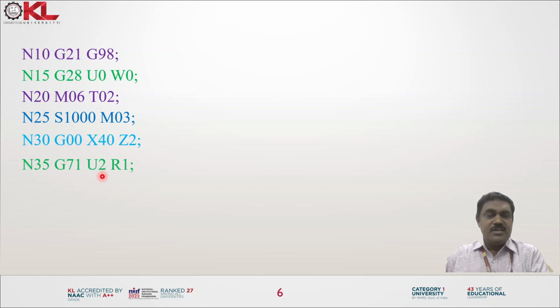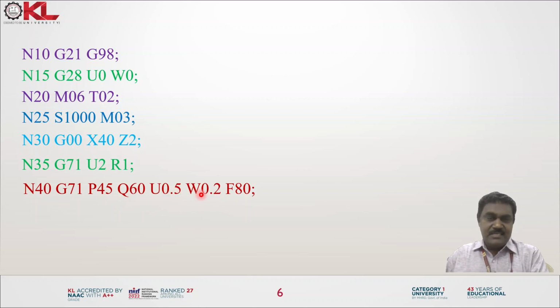Then G71 U2 R1. This is the multiple turning cycle first block. And the second G71 block gives P and Q, the starting block number and finishing block number. And 0.5, 0.2 is the finishing allowance left over in X direction and Z direction. Feed is 80.